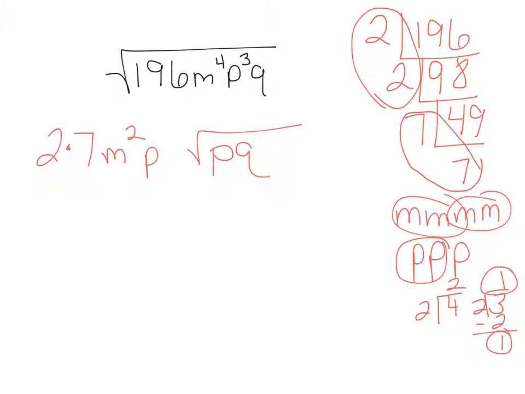And then go ahead and multiply anything you need to. So 14 M squared P, radical P, Q.